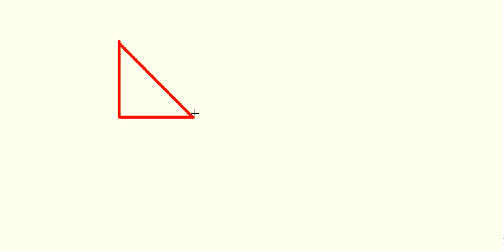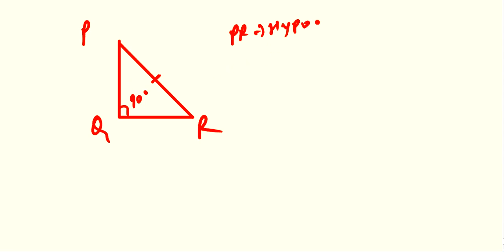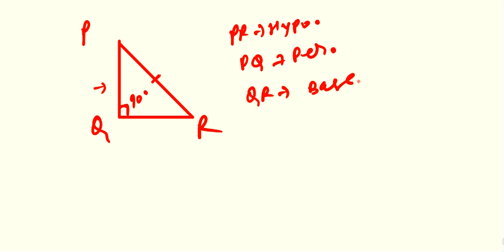This is your triangle PQR. Angle Q is 90 degrees, and the side opposite to this 90 degrees is PR. So PR is your hypotenuse, and now this 90 degrees here. So you can take this PQ as perpendicular or base, and this QR is base. If you are taking this PQ as perpendicular, then QR will be base, and if you are taking this QR as perpendicular, then this PQ will be base. You can take PQ or QR as a base or perpendicular.